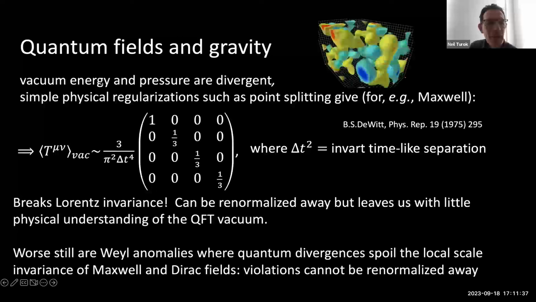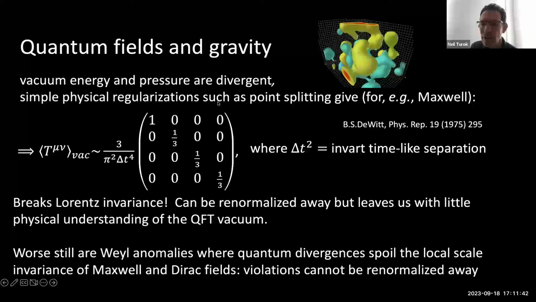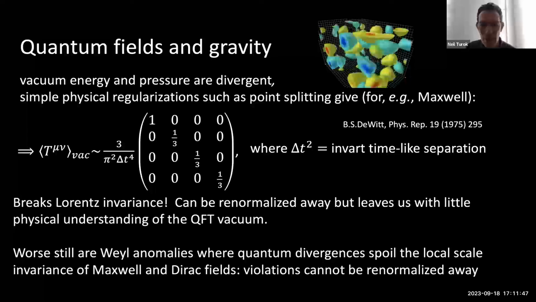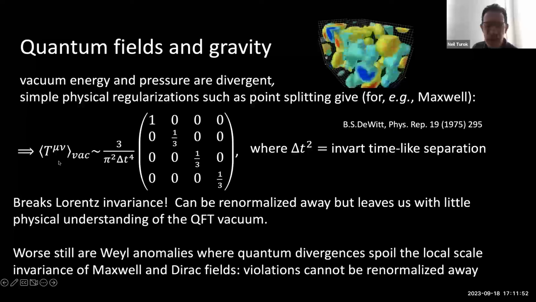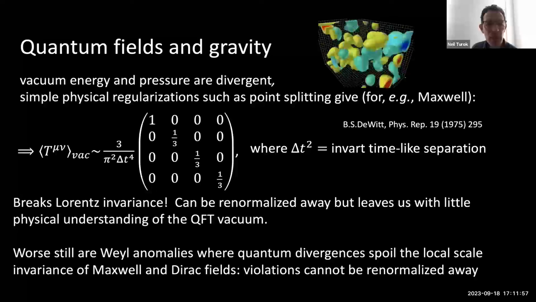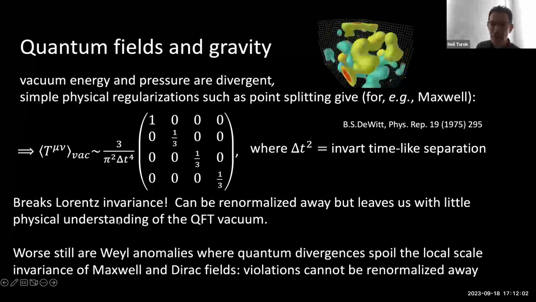The problem of quantum fields and gravity is that the vacuum energy and pressure are divergent. Here's a picture of the QCD field fluctuations in the QCD vacuum. And this has been known for a long time. A standard approach is simply to throw it away through a process of renormalization. But that leaves us with a very unsatisfactory picture of the vacuum.